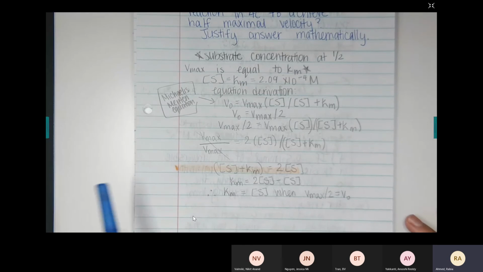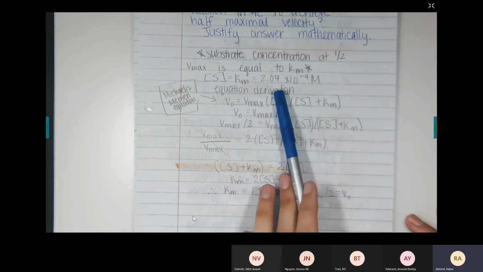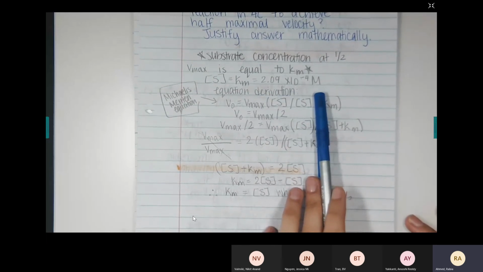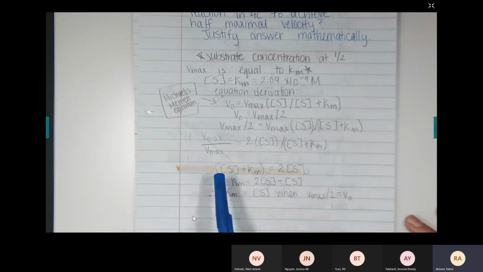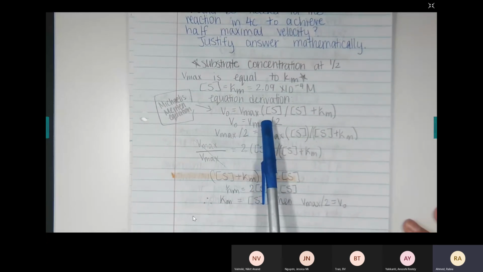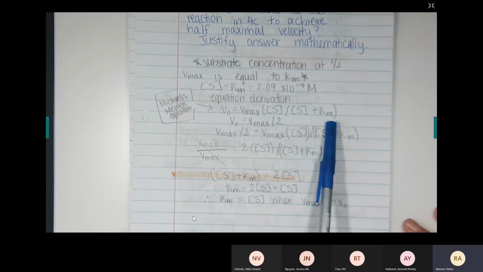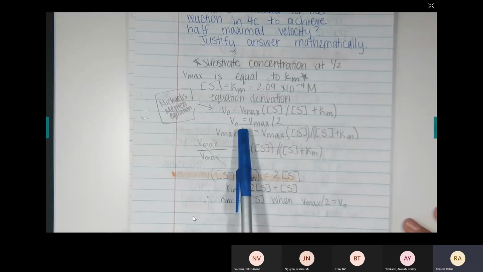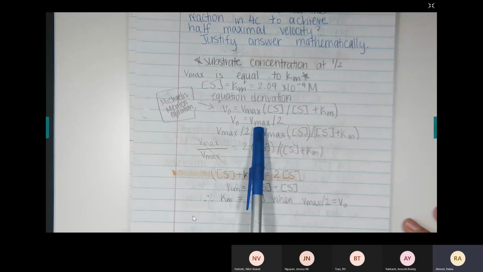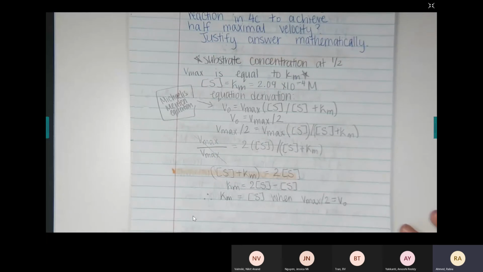So S, the substrate concentration, equals Km, which is equal to 2.09 times 10 to the negative 4th molar. Now an equation derivation. This is the Michaelis-Menten equation: V naught equals Vmax times S divided by S plus Km. This is basically the y value at the point where Vmax is divided by 2, and like I said before, its x value will be Km.